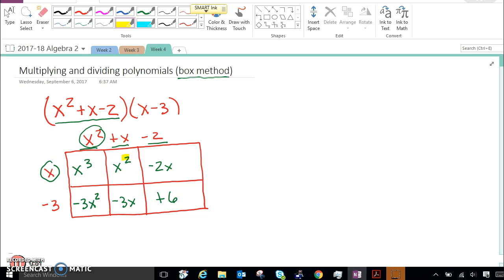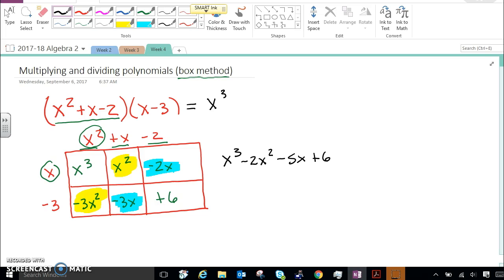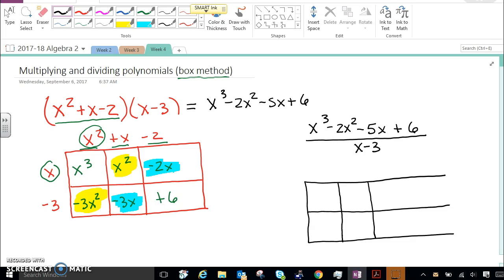All we're left to do is combine our like terms. I've highlighted the x squareds in yellow and the x terms in blue. There's nothing to combine x cubed with. Negative 3x squared and x squared is negative 2x squared. Negative 3x and negative 2x is negative 5x, and plus 6. So that means when we multiply these two polynomials out, we get x cubed minus 2x squared minus 5x plus 6.